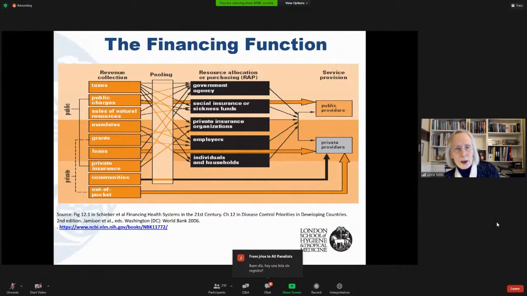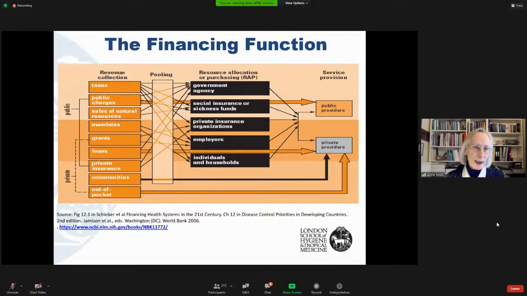So the financing function. I like this diagram from George Shiva, who worked at the World Bank for a long time, because it sets out very clearly the three main elements of the financing function. On the left-hand side, the revenue collection, then the pooling, and the resource allocation and purchasing. And on the right-hand side, George Shiva includes service provision, but that's the final bit. It's not conventionally defined within the financing function.